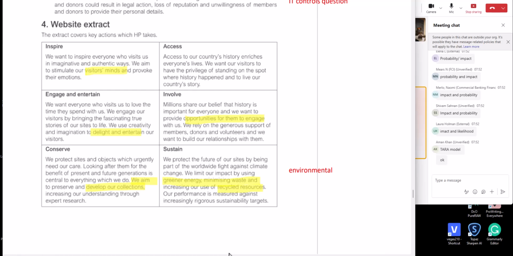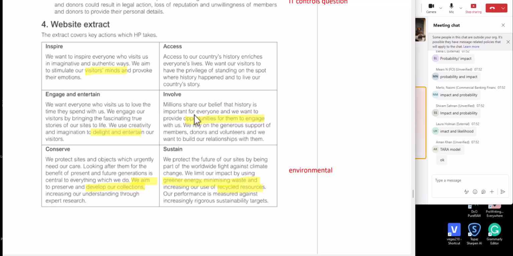Website, nothing in particular, except they talk about sustainability targets. They want to develop and grow their collections. So that might indicate the religious thing. They want to inspire. They want to involve people in their charities. So again, environmental waste, green energy, recycling, something I think you might want to consider in terms of disclosure, transparency, social, environmental, and ethical disclosure.